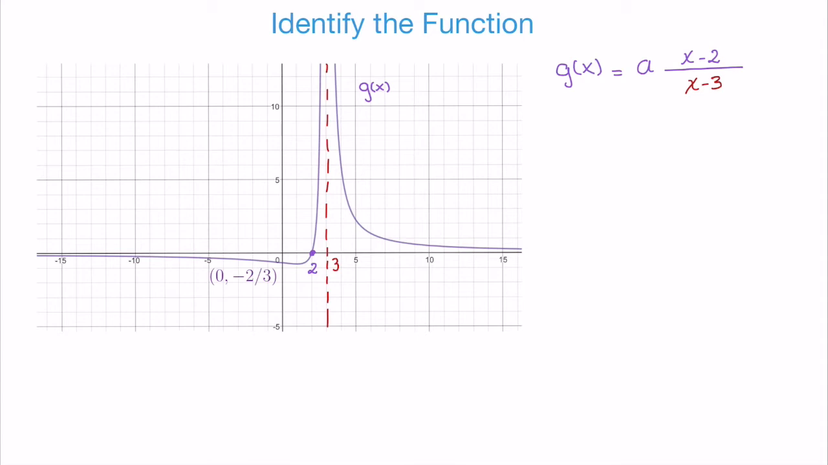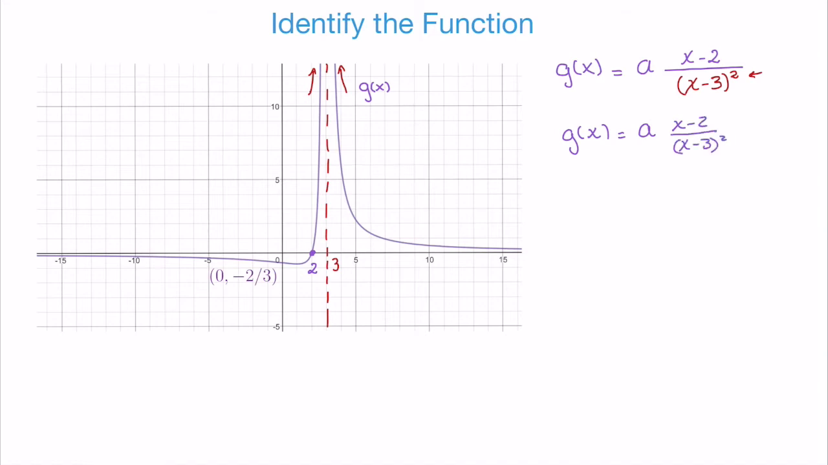To find the multiplicity or power of this factor, we look at the behavior of the function towards the asymptote x equals 3. And we see that it approaches the asymptote in the same way, both sides going to positive infinity. That means that the multiplicity is even, so we write a 2. Okay, so far our equation is a times x minus 2 over x minus 3 squared.